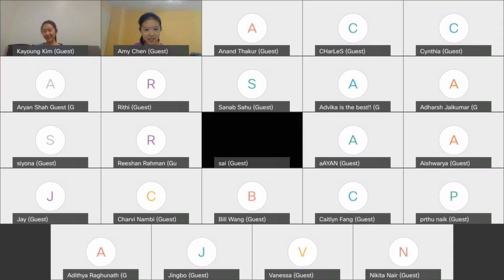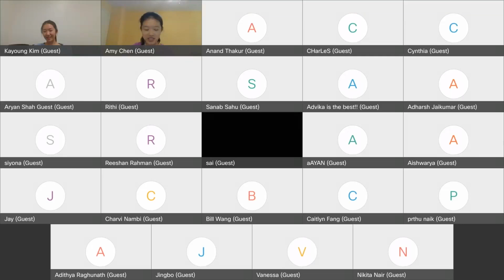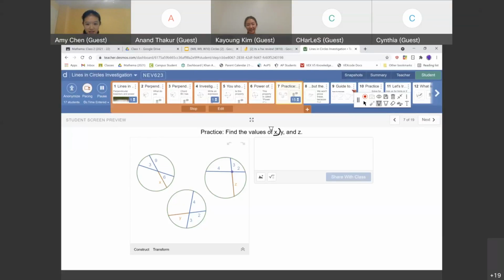Okay. Let's go over the question. Find the value of x. To find the value of x, we just need to use power of a point. So 3 times 6 should equal 9 times x. In other words, 3 times 6 is 18, so 18 equals 9x. So x is 2. Easy peasy.